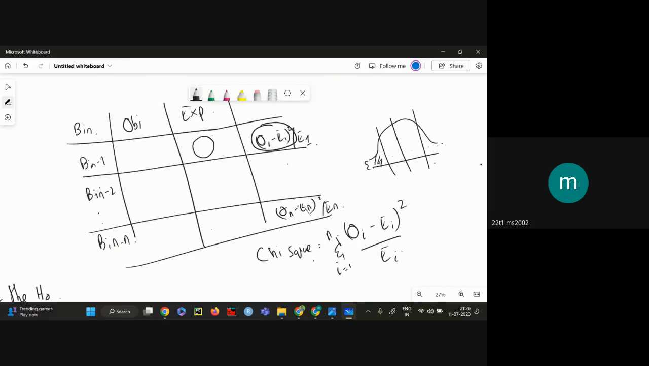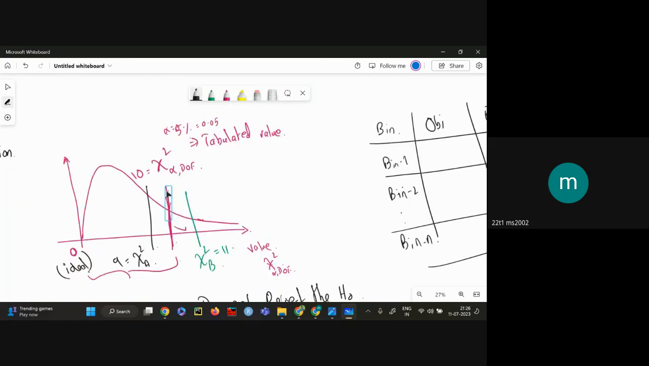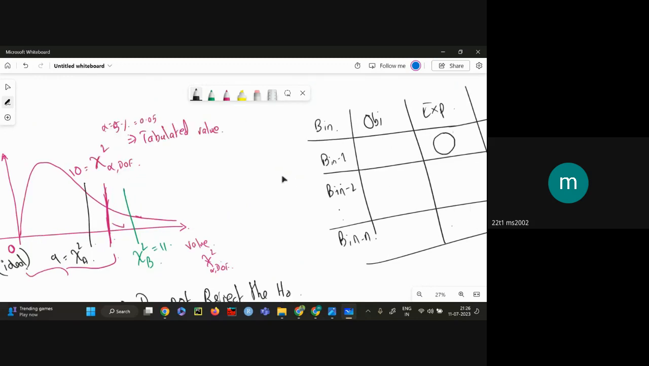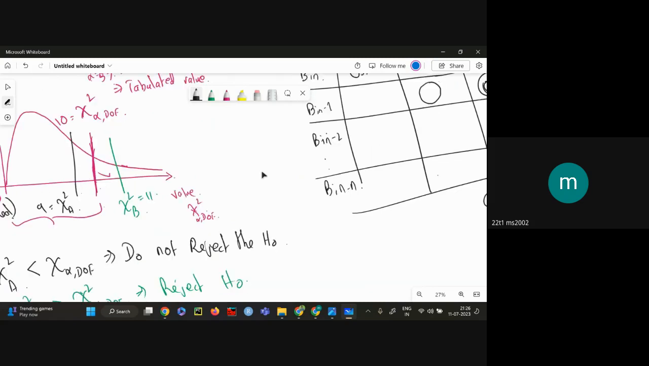Okay. Correct? So if this is a very big value, then it means that in every bin, the deviation is significantly large. So I keep the cutoff at 10, and if I get a number greater than 10, then my data is telling that I am not following the original distribution. So I will reject the H0.